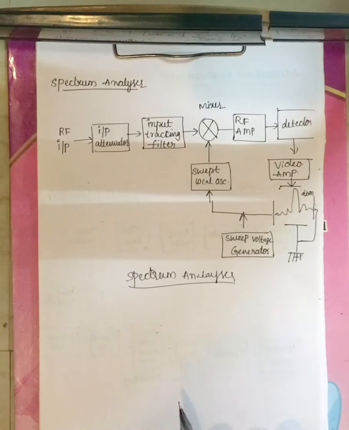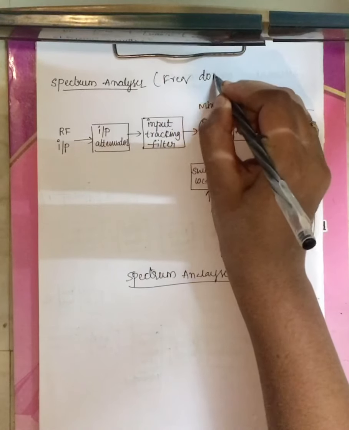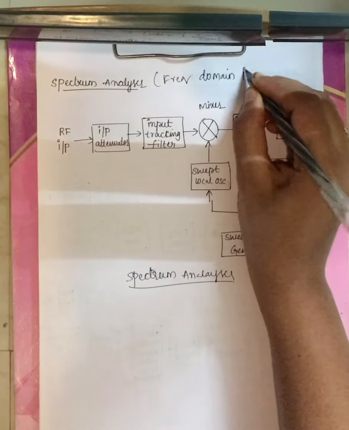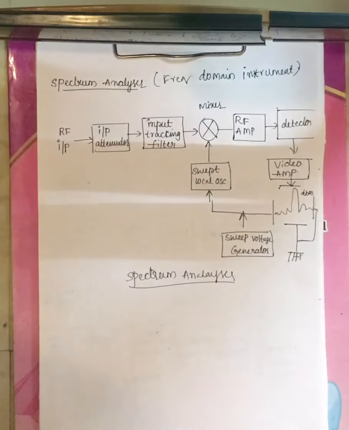Now coming to the spectrum analyzer, this is a frequency domain instrument, because the name itself indicates spectrum. That's why it is called a frequency domain instrument. It gives the display of the frequency spectrum of the input signal, which is nothing but your microwave signal.